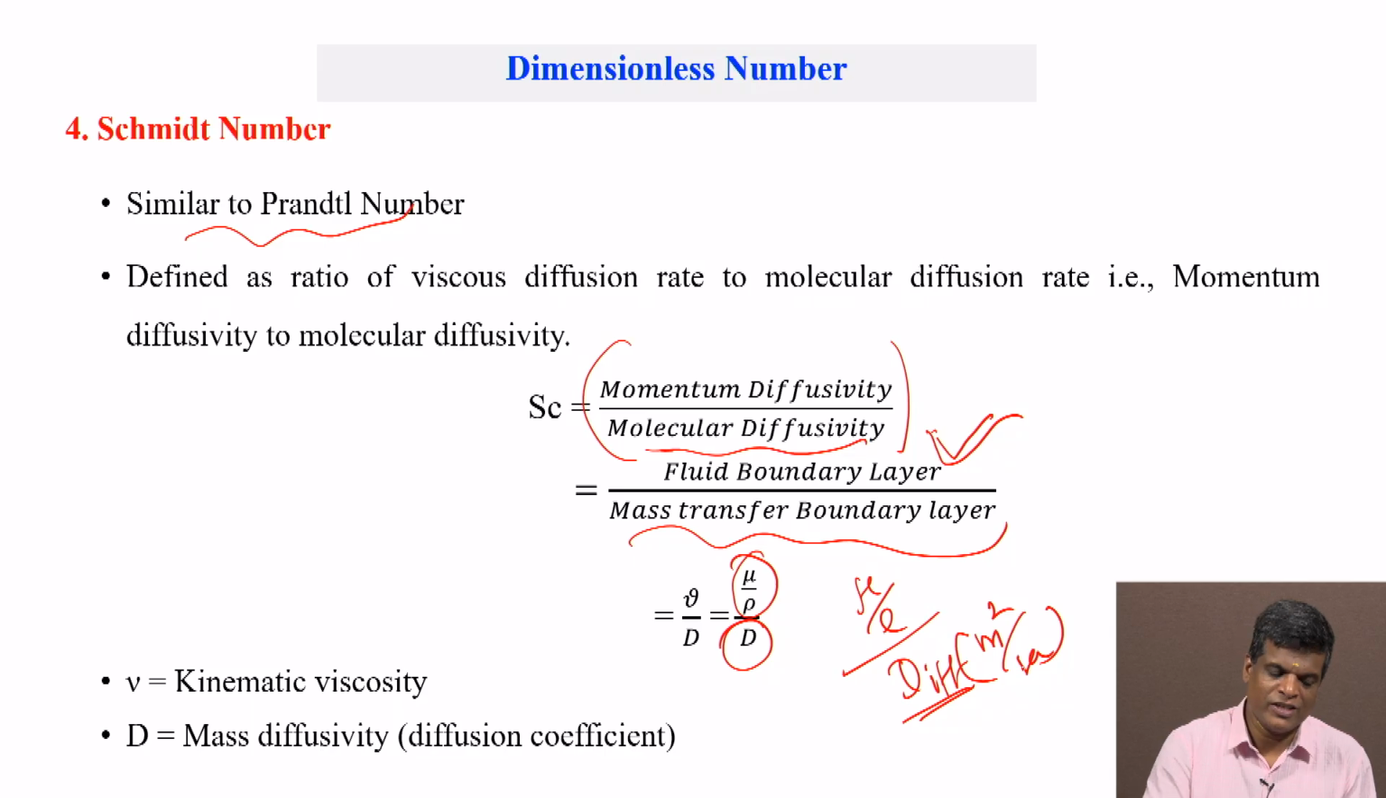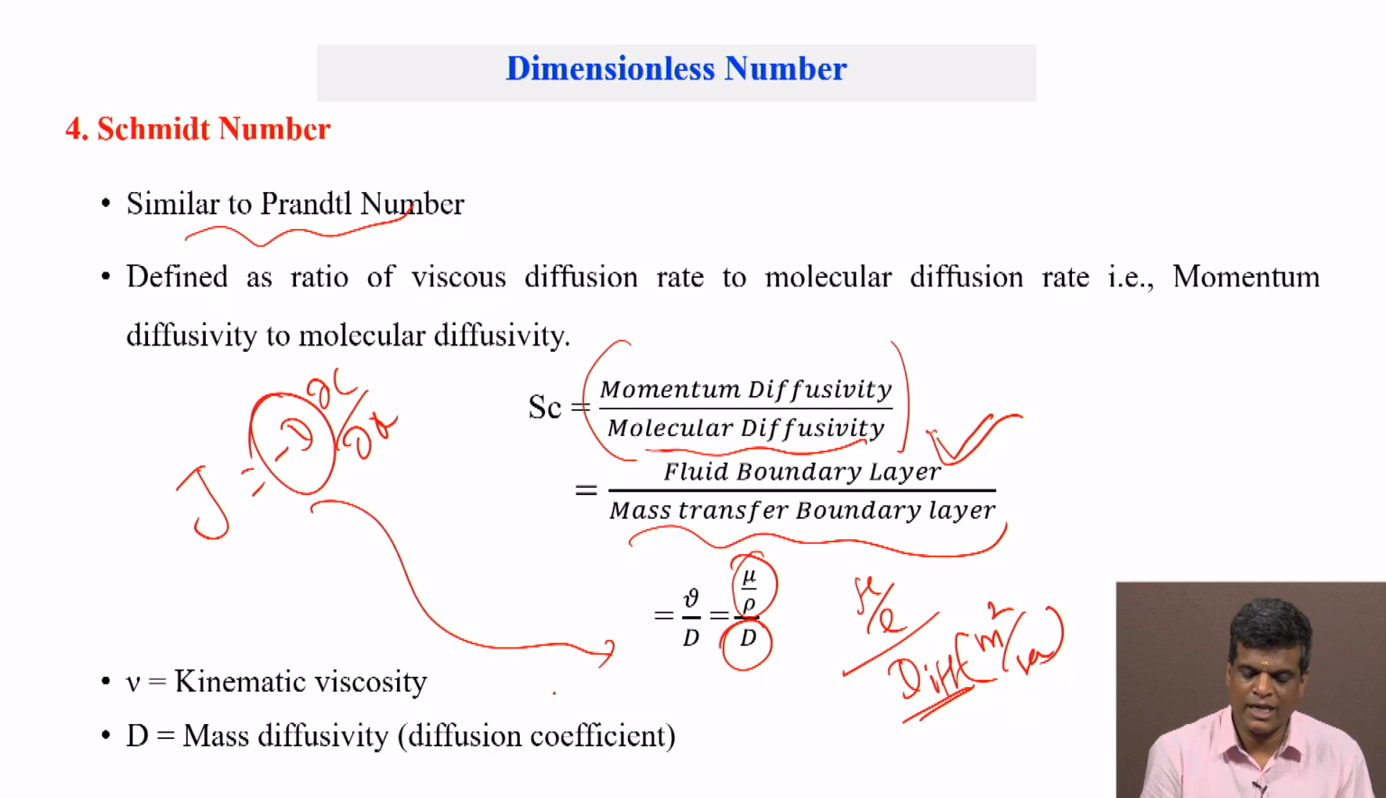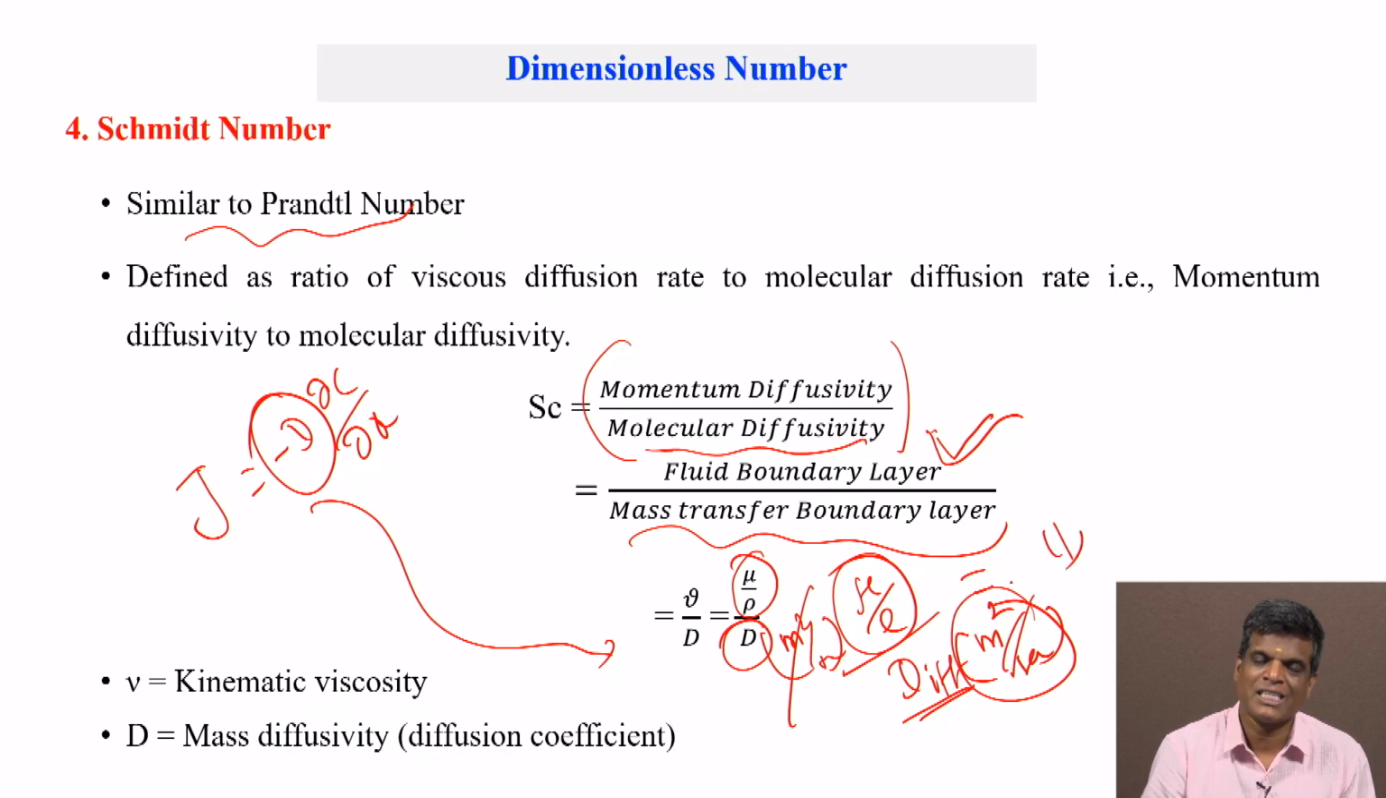We always write Fick's first law, I hope you remember: J equals minus D dou C by dou x. The D stands here for diffusivity, which is meter square per second, and mu by rho is also meter square per second. So once you get everything, it is 1, a dimensionless number. We write kinematic viscosity, and D is the mass diffusivity. The ratio of kinematic viscosity to mass diffusivity we call the Schmidt number.